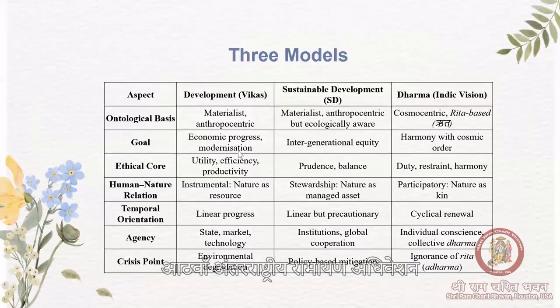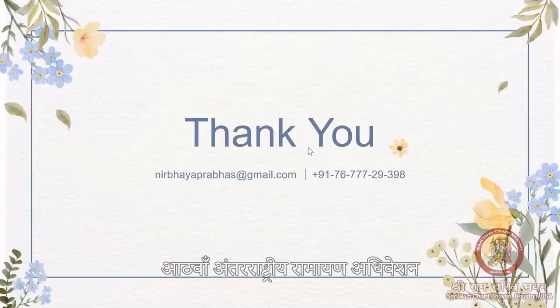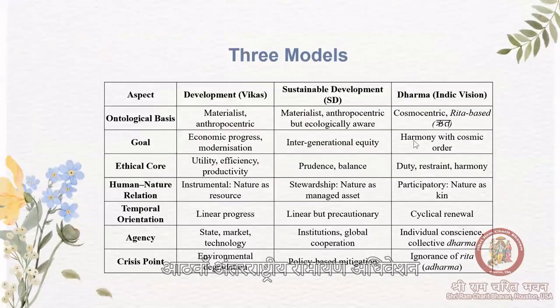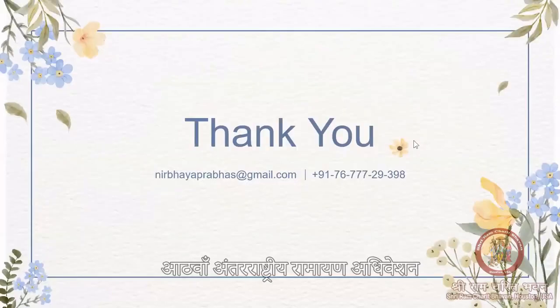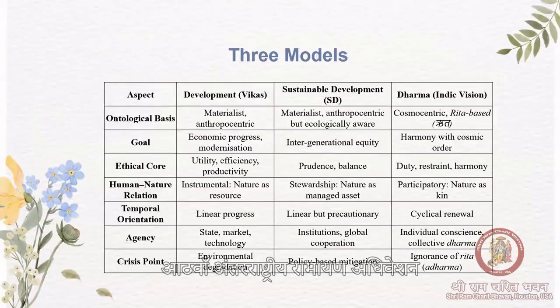The goal is economic progress, modernization. In sustainable development, it is intergenerational equity. And in Dharma, it is harmony with cosmic order. Ethical core: what is the ethical core? Utility, efficiency, and productivity for the development context. In the sustainable development context, it is prudence and balance. And in Dharma, it is duty, restraint, harmony. That is the ethical code.